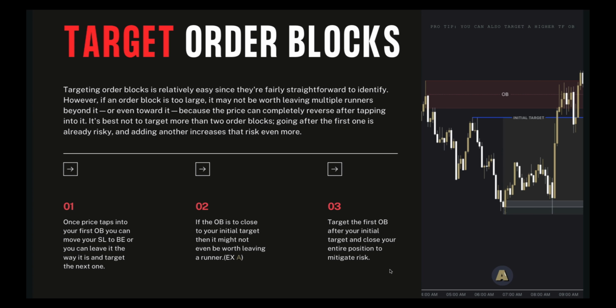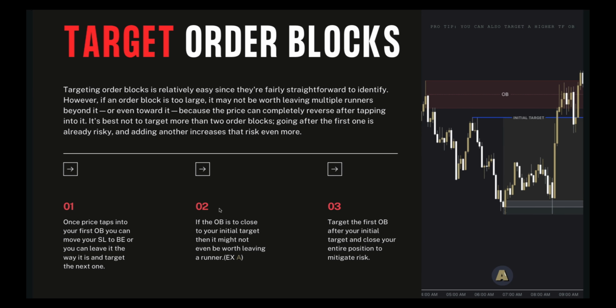So just letting you know, if you're going to target order blocks, try to only target 1, max 1. I don't even like the idea of going for 2, but if you are, then you can do that. So once price taps into your first order block, you can move your stop loss to break even, or you can leave it the way it is and target the next one. So these are just a couple of options, guys, that I'm giving you of what you can do once price taps into that order block.